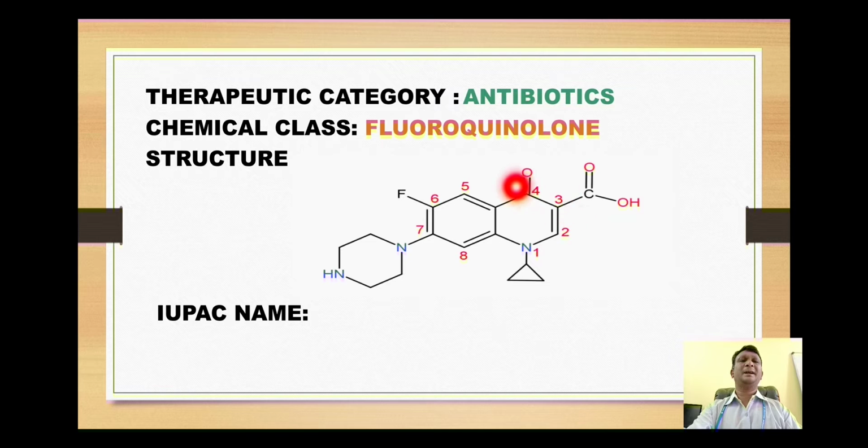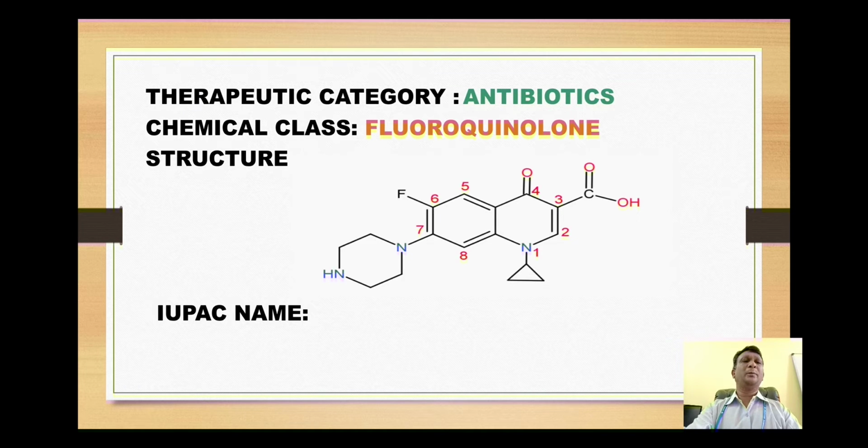For your simplicity, I have made numbering onto the heterocyclic ring. This bicyclic fused ring system is quinoline, which is saturated at position number 1 and at position number 4. The numbering starts with the nitrogen of quinoline. So this is number 1, 2, 3, 4, 5, 6, 7 and 8.